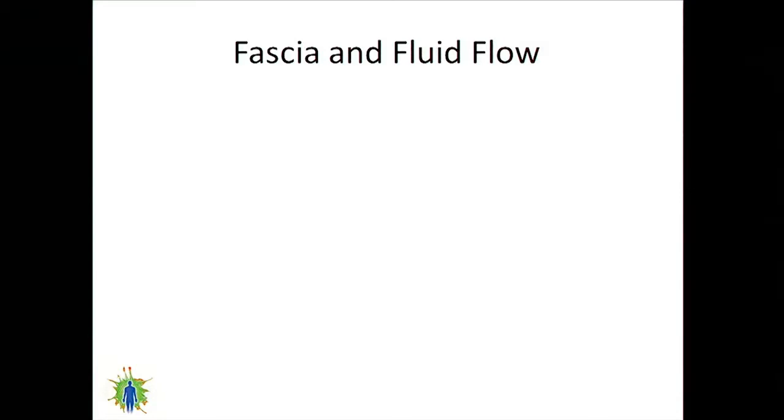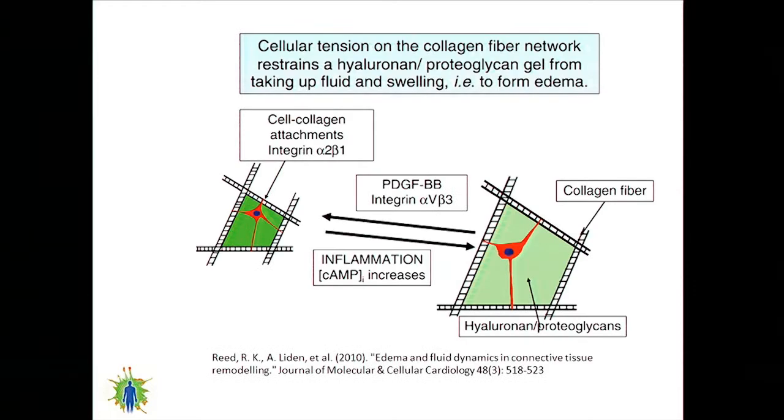Fascia and fluid flow. We've talked a little bit about fluid flow a little earlier. Here's a concept that takes a little while to understand. When we hit ourselves and we get an inflammation, the tissue swells up. In other words, fluid collects in the extracellular tissue. And the fluid flow across the capillary can increase by about 100-fold. So it really can build up very quickly. When we bump ourselves, we can get a bump really fast.